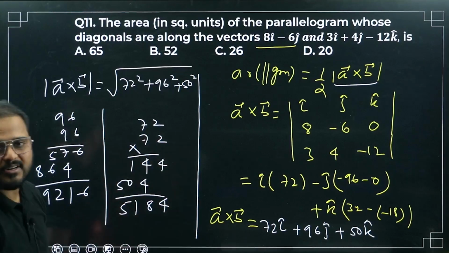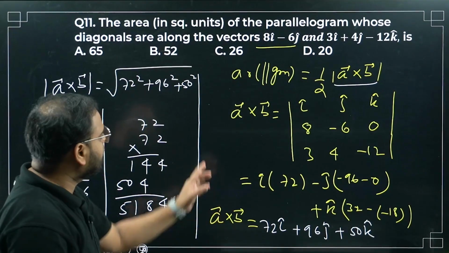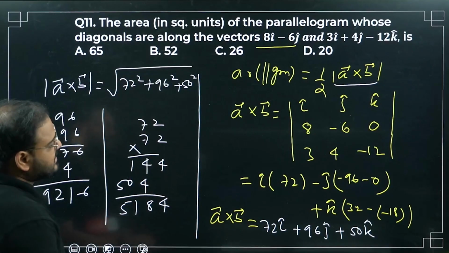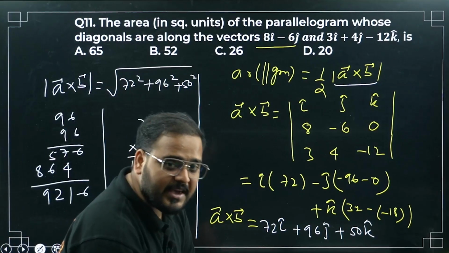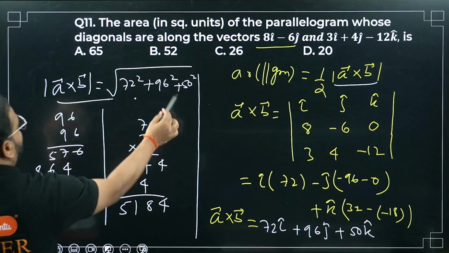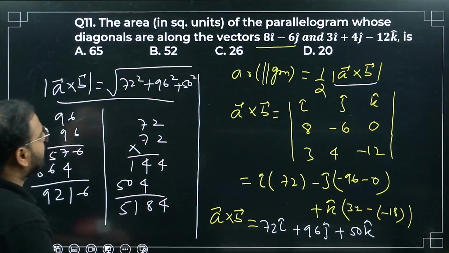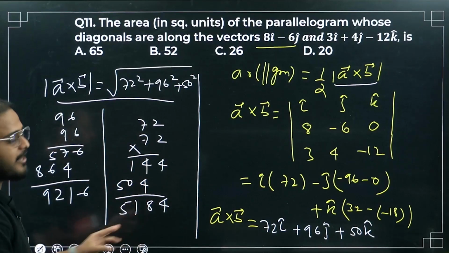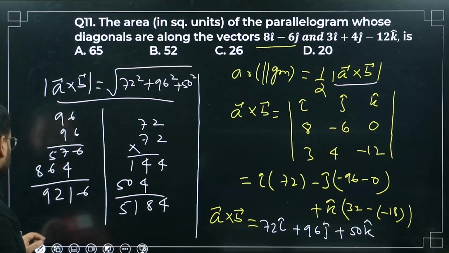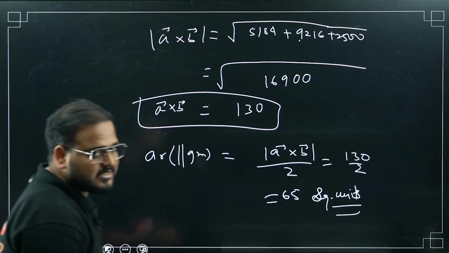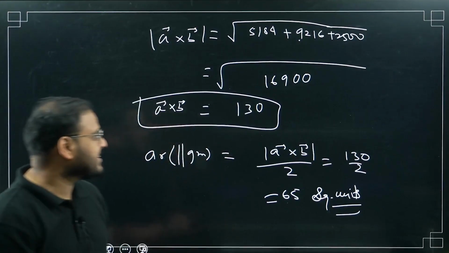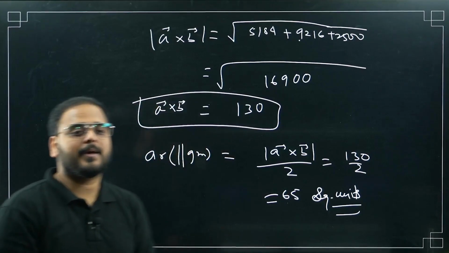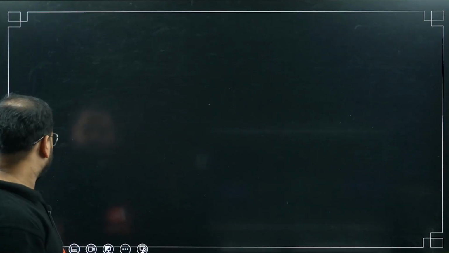The formula is straightforward. The last property that we learned on vector product: A cross B we found using the matrices. Got the determinant value as 72 i cap, 96 j cap, and plus 50 k cap. Found this using the modulus formula for a vector, x square plus y square plus z square. Got this multiplication: 72 square is 5184, 96 square is 9216. Adding them I get 16900. Answer is 130 by 2, which is 65 square unit area of the parallelogram. Okay, have a look. Problem is solved, sir.